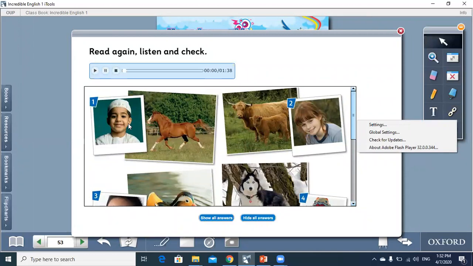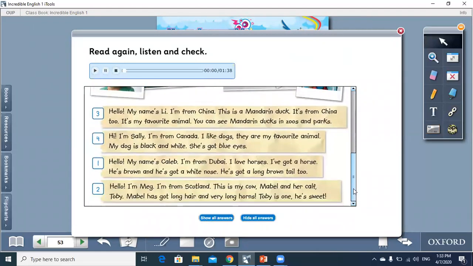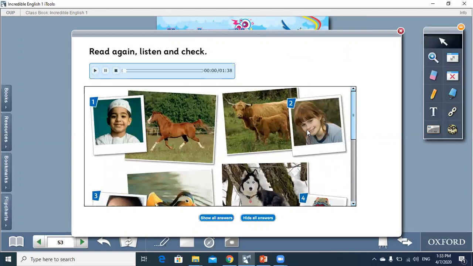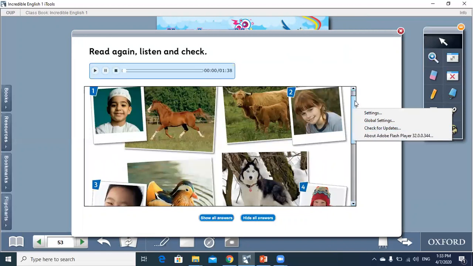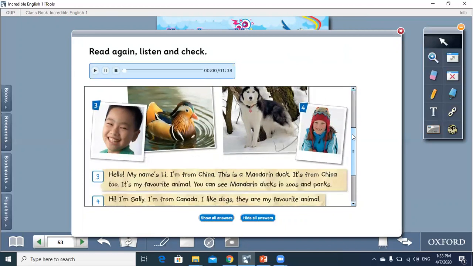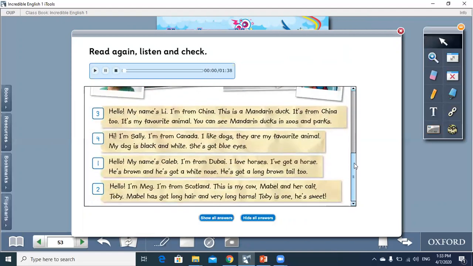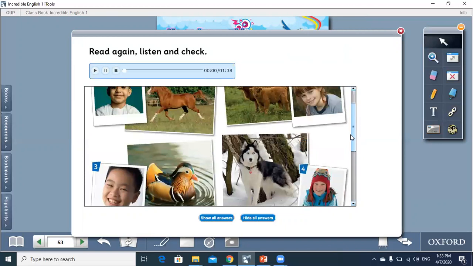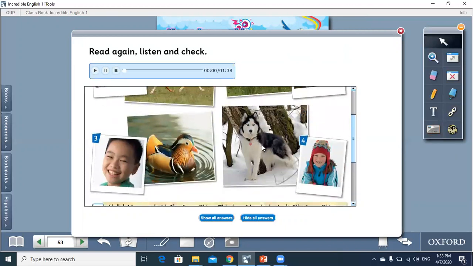So if I ask you questions now, who's that? This is Caleb. What's his favorite animal? His favorite animal is a horse. Okay, number two, what's her name? Meg. So who's this? This is Meg. But what's her favorite animal? Her favorite animal is a cow and a calf. Okay. Now let's move to Lee from China. His favorite animal is a mandarin duck. You can see it in zoos and parks. And the last one, I think her name is Sally. Okay, so Sally, what's your favorite animal? You would say my favorite animal is a dog. It's black and white and it's got blue eyes.